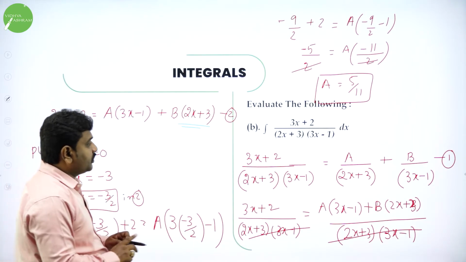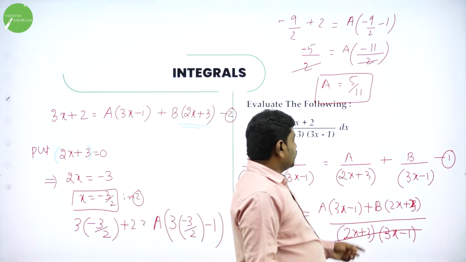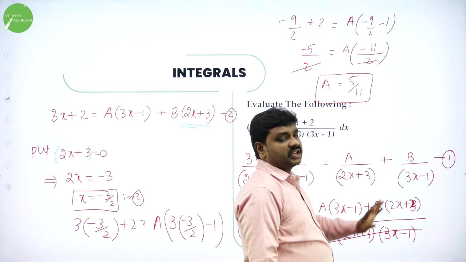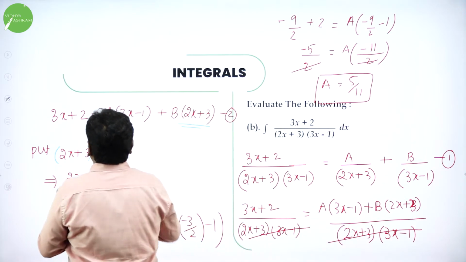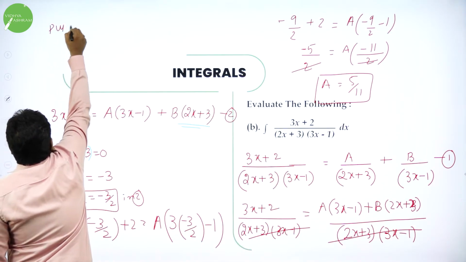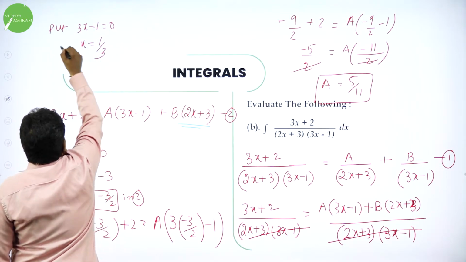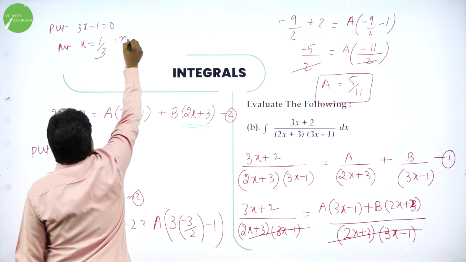How to find B? Now you need to find B. I equated the first factor 2x plus 3 to 0. Now I will equate 3x minus 1 to 0. So x will become 1 by 3. Now put x is equal to 1 by 3 in equation 2.